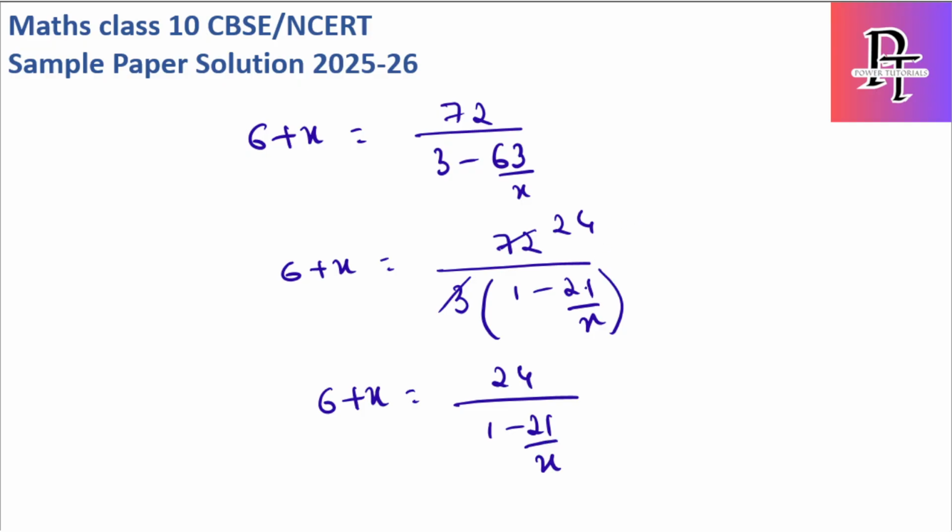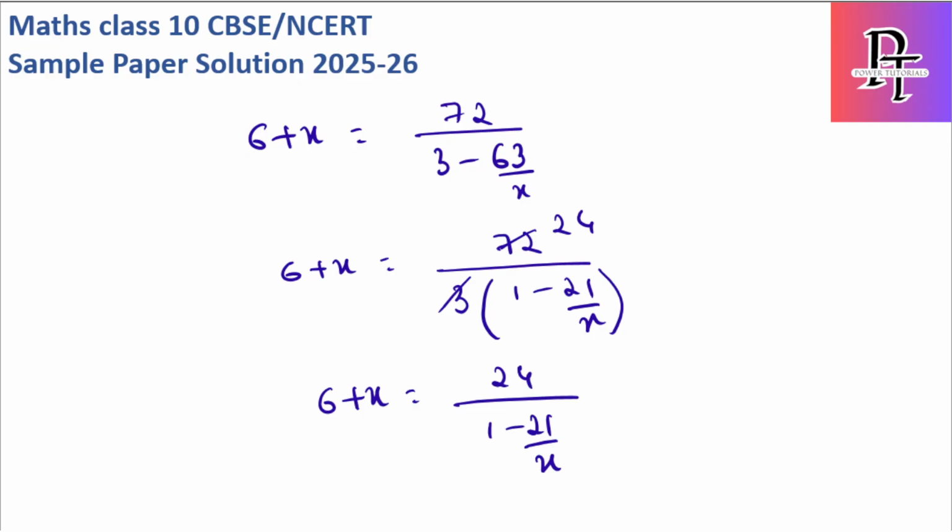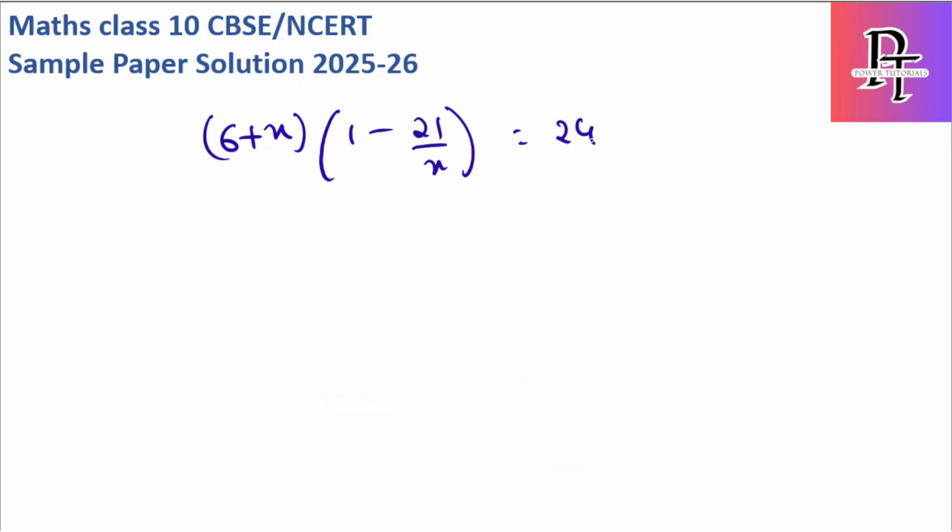Okay, now let's cross multiply. 6 plus x into 1 minus 21 by x is equal to 24. So if I do the multiplication, I will get 6 plus x minus, 6 ones are 6, 6 twos are 12, 126 by x, minus 21 is equal to 24.